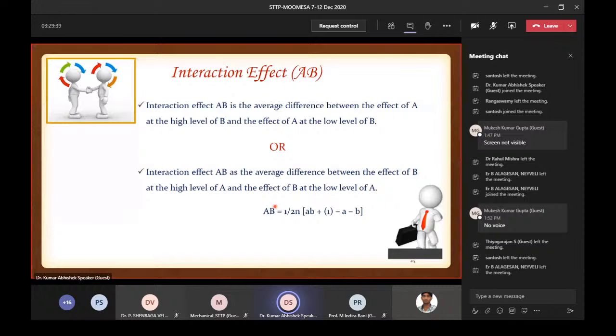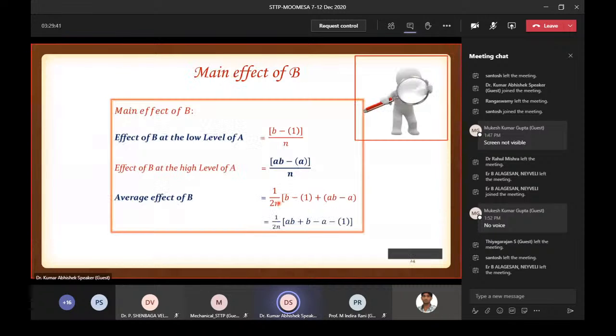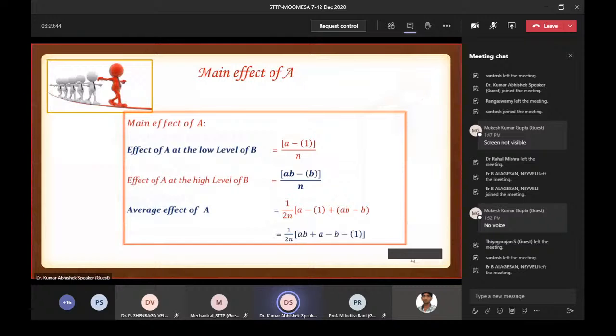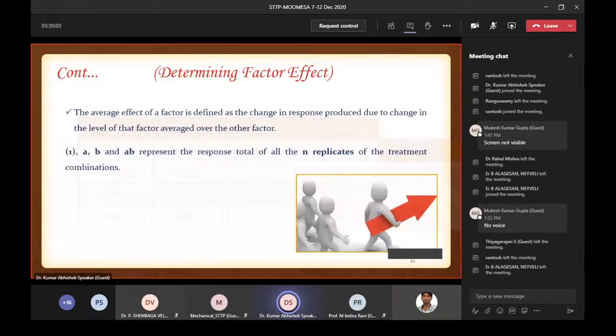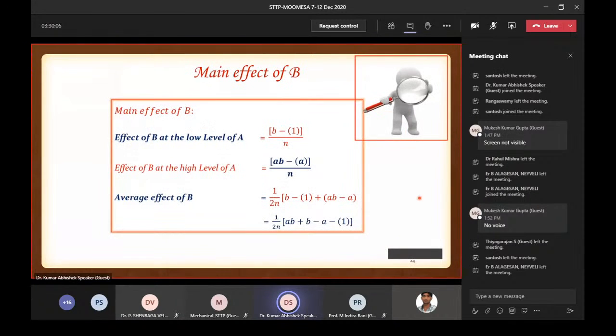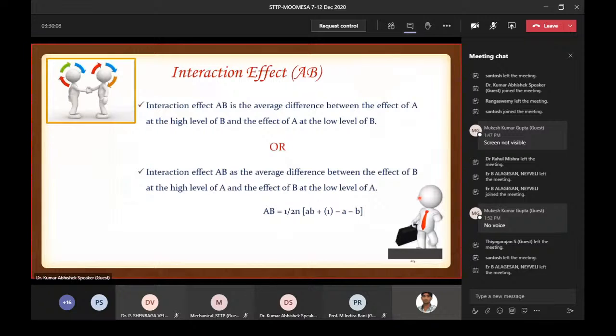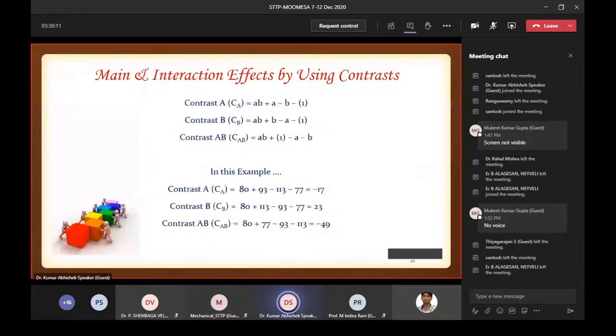Similarly, you can find it for the interaction effect. The interaction effect is the combination of A and B. Here AB is at the high level, and number 4 is at the high level, and number 2 and number 3 are at the low level. So you can find out the average effect of the interaction also, and this is the contrast.